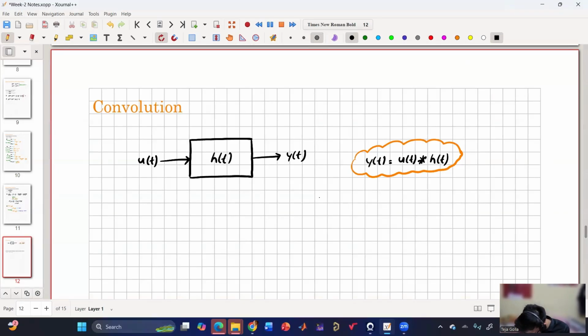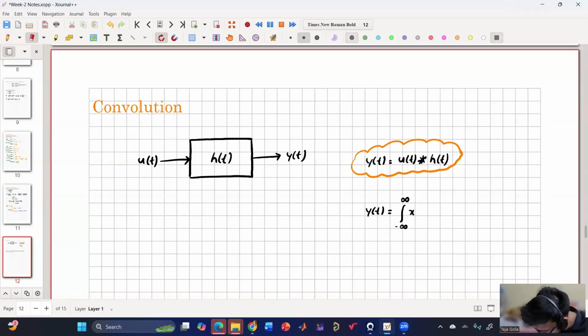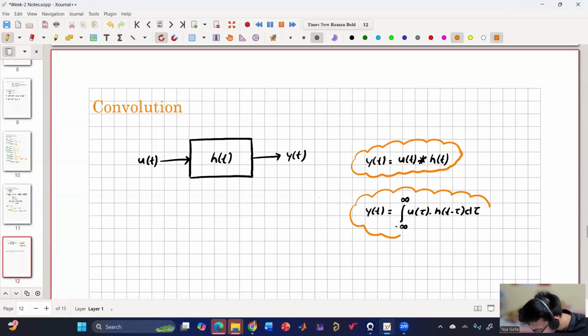So this expression can also be written as y of t is equal to the integral from minus infinity to infinity of x of tau, sorry, again my bad, u of tau, into h of t minus tau d tau. So in this way, I can calculate y of t.